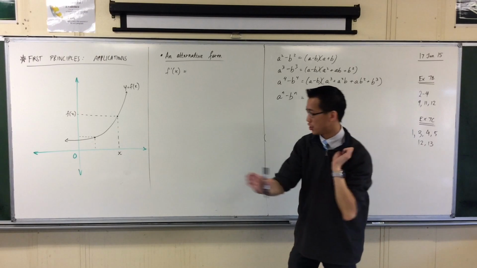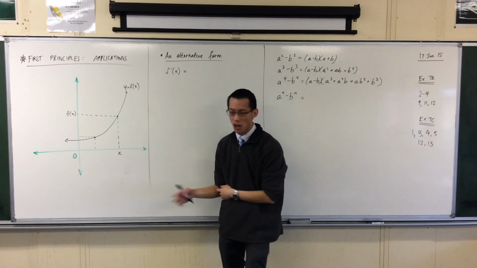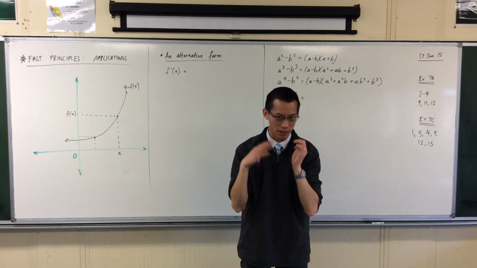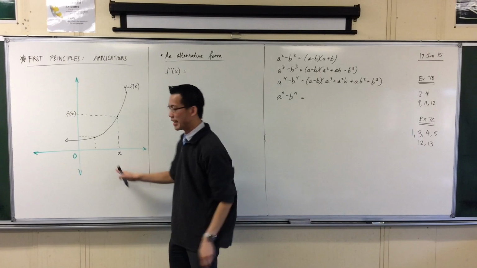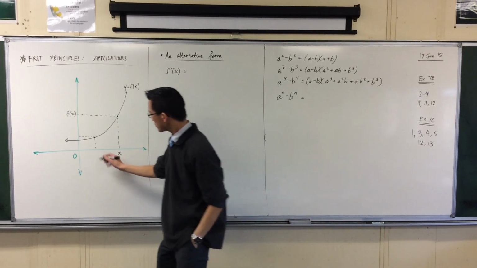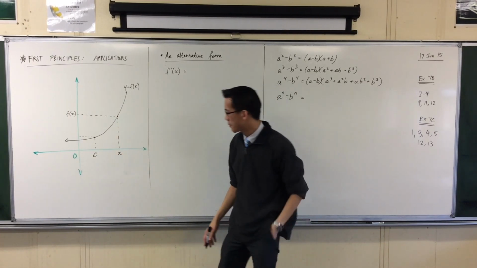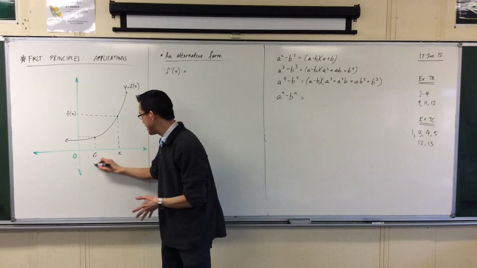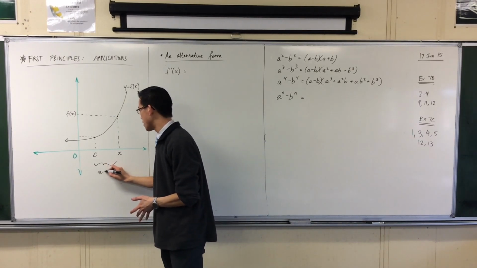Now it's one definition. It's not the only one. I'm going to show you another one which is not quite as popular, but it is extremely useful. In this case, I'm about to show you. So instead of saying x and some other place x plus h, I'm just going to call this other coordinate c for some constant. And that makes this distance here x minus c.